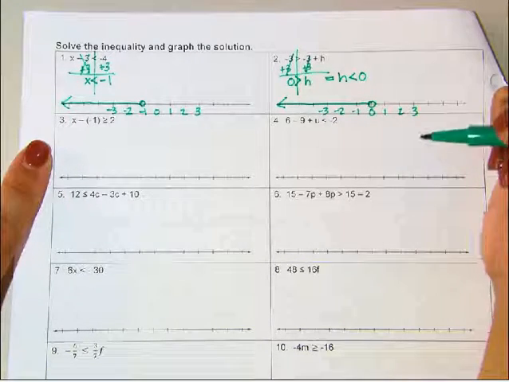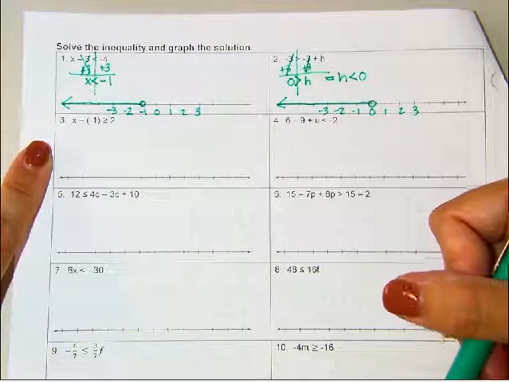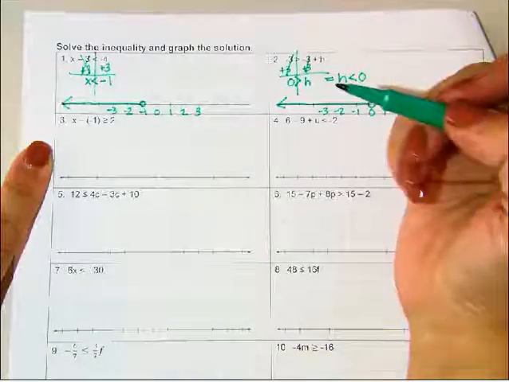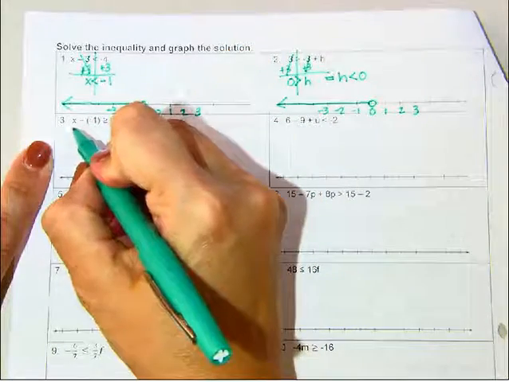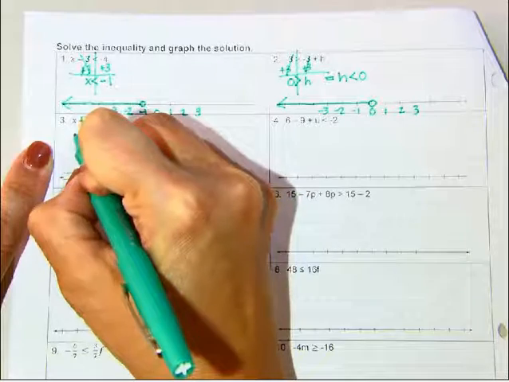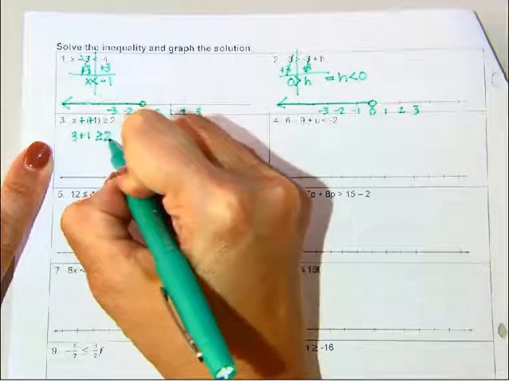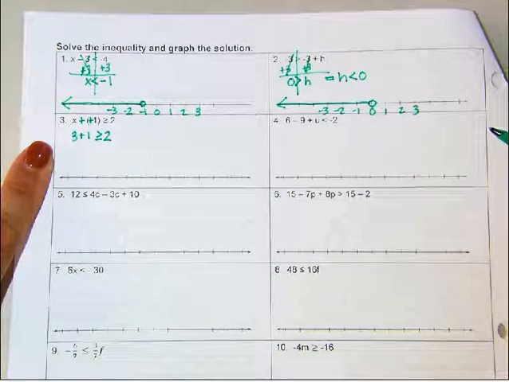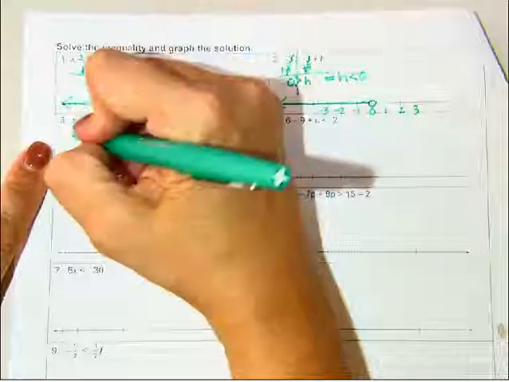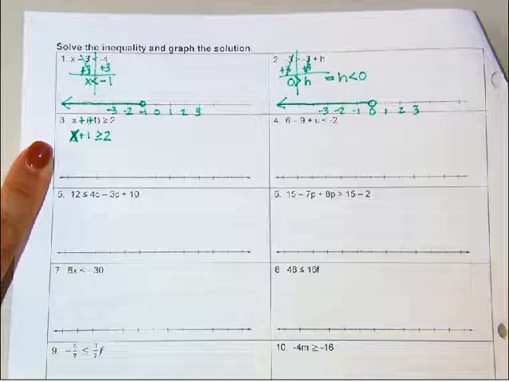Now I'm just going to set up 3, 4, and 5 for you, and then you'll do 3 through 14 for the practice for 2.2. So I just want to point out that when we have minus and negative, remember it becomes plus a positive, so this becomes x plus 1 greater than or equal to 2. You're solving for x. X plus 1 is greater than or equal to 2.